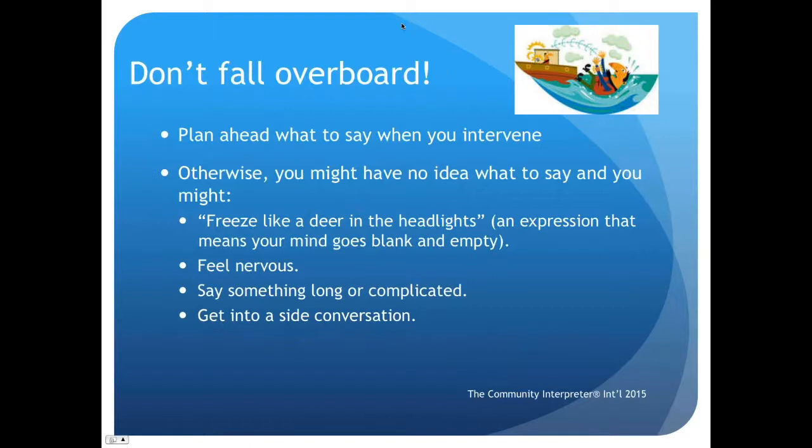It's a really good idea, as with anything in life, to plan ahead, and we might want to think ahead of time about what we're going to say when we intervene, not the specific words we're going to use to clarify a specific situation, but rather the general words that we're going to use when we intervene and step out of our primary role. Otherwise, what might happen is that we might be caught like a deer in the headlights.